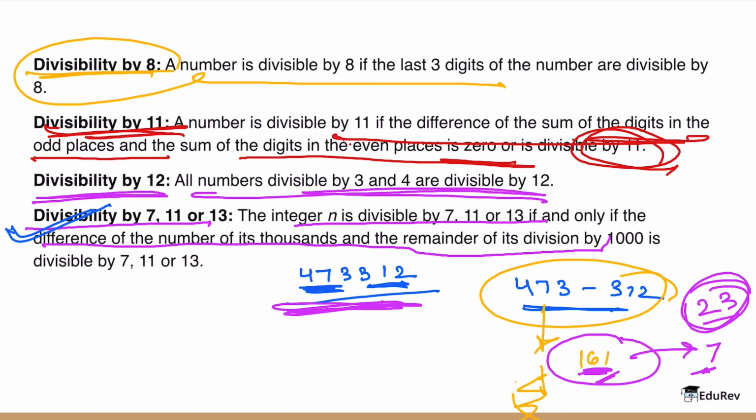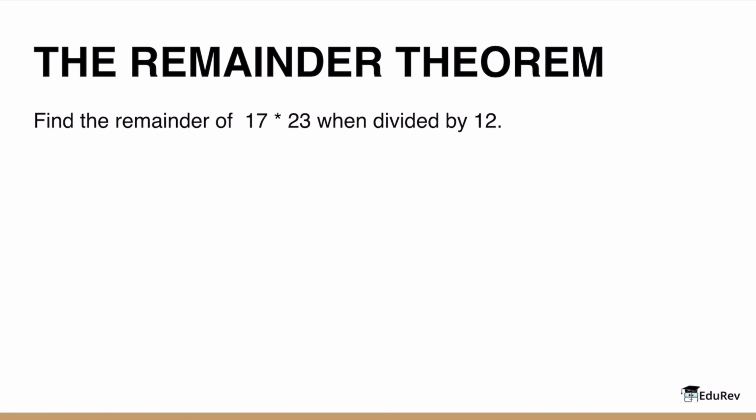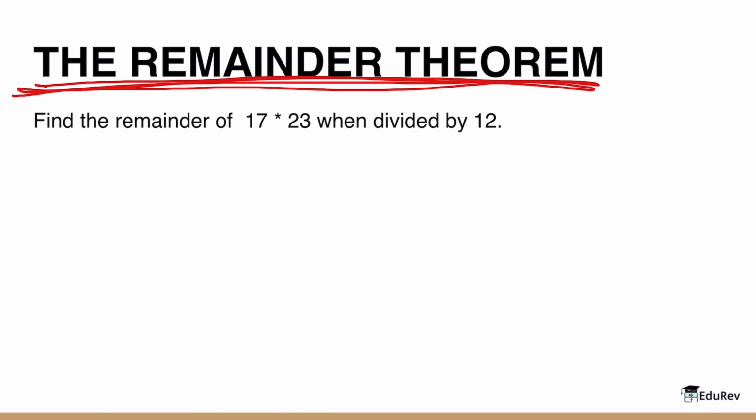Okay, now next is our remainder theorem. What does the remainder theorem tell us? I have to find the remainder of this number when it's divided by 12. Now I have to consider this expression: 17 times 23 has to be divided by 12. Can I write 17 times 23 as (12 plus 5) times (12 plus 11)?